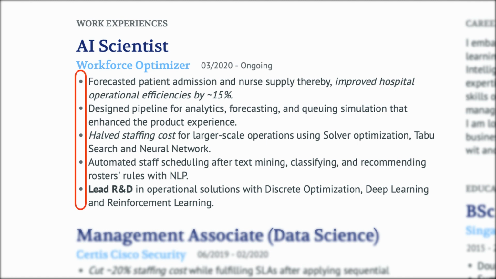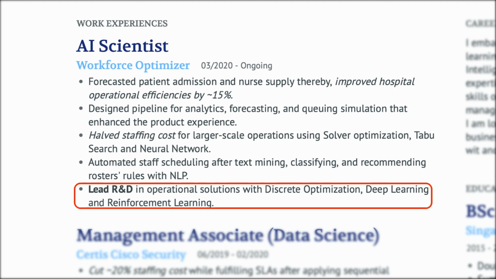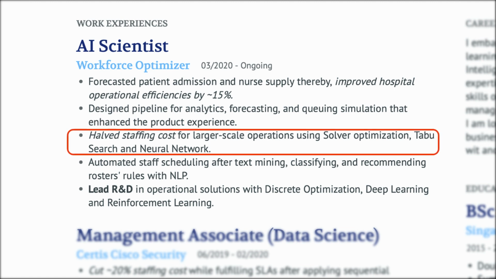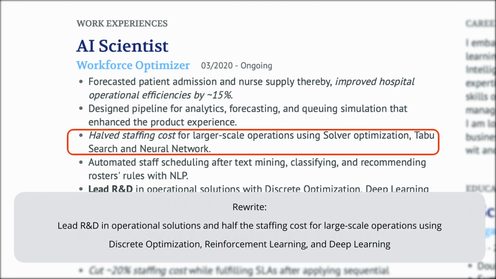Also, there are 5 bullet points under this experience, and let's see whether we could reduce them to 4. It looks like the last bullet point, lead R&D in operational solutions, is a summary of all previous bullet points. This is a little redundant and it can be consolidated into some previous points. For example, we can rewrite the second point as lead R&D in operational solutions and halve the staffing cost for large-scale operations using discrete optimization, deep learning, and reinforcement learning.